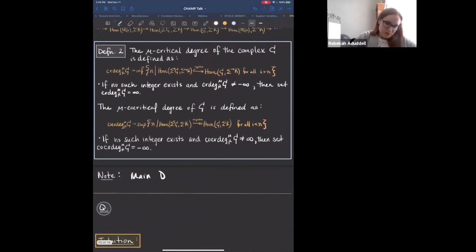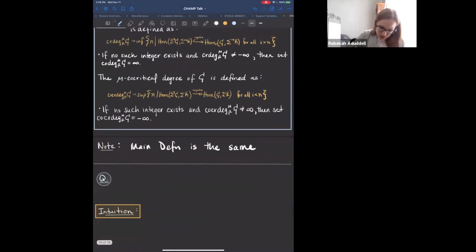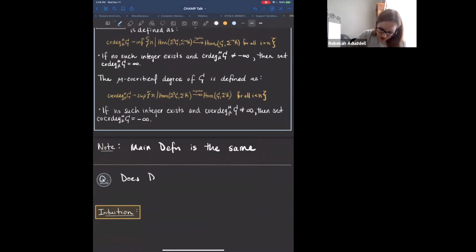And so the main definition is the same. I've only changed the definition for the relative critical and co-critical degrees. So the big question is, does Definition 2 help? Does it do what we want it to do? I do want to try to provide a little bit of intuition for this in the last couple of minutes.